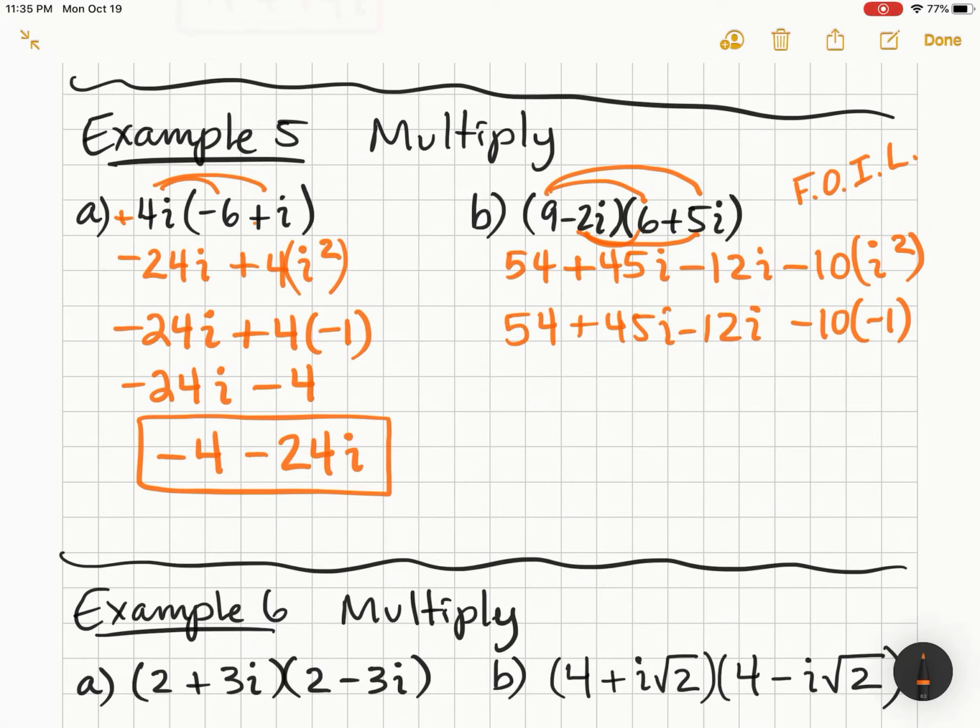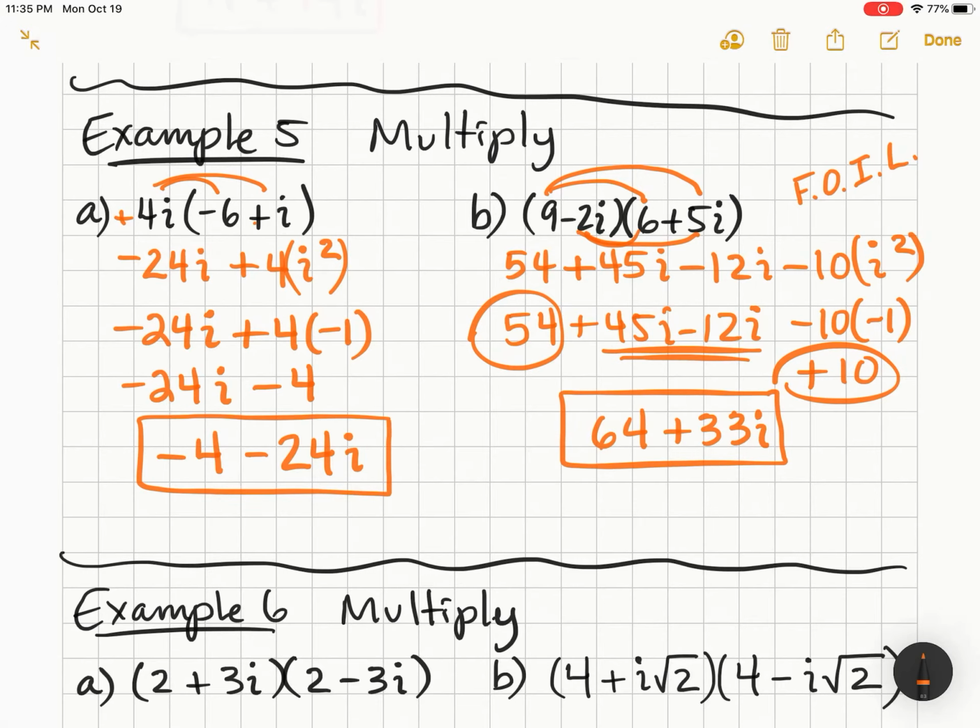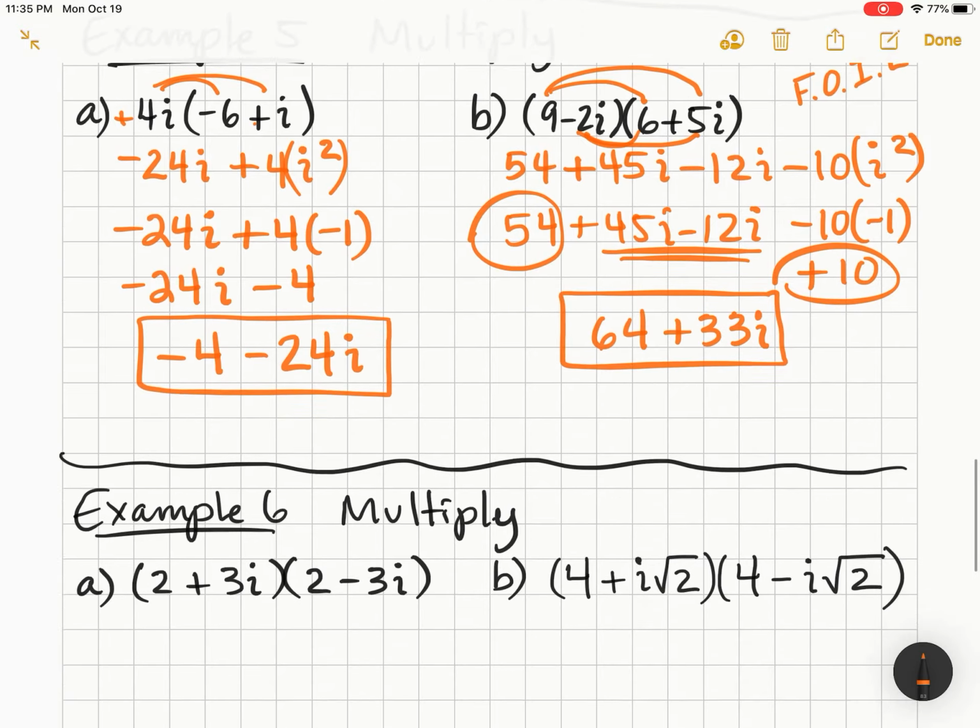And now I notice that this is just 10. So 54 plus 10 gives me 64. And when I combine my i's, I get 33i. And that is in a great order already. Let's move forward to example 6.